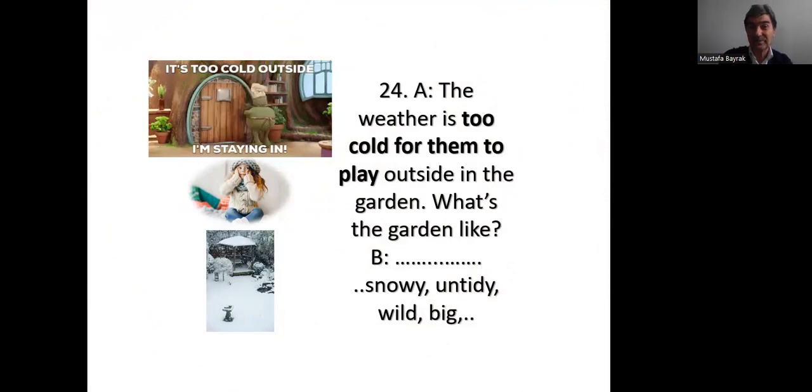I am staying in. I'm going to stay in. I have to stay in. 24, the weather. The weather is too cold for them. Too cold for them to play outside in the garden. What's the garden like? The garden is too snowy for them to play outside. Or the garden is too untidy. The garden is too untidy to play. The garden is too wild for them to play in it. Too big for them.